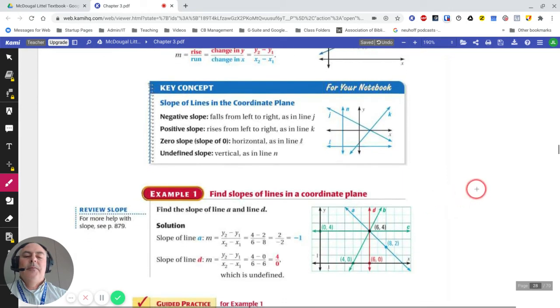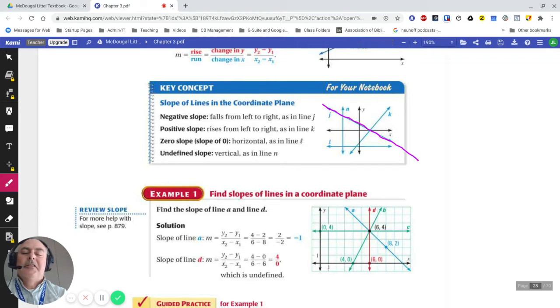And so now I have 4 different situations where a line has some type of slope. The first one is considered a negative slope. It's going downhill because I'm always looking from left to right. When the line goes downhill, it's going to be a negative slope.